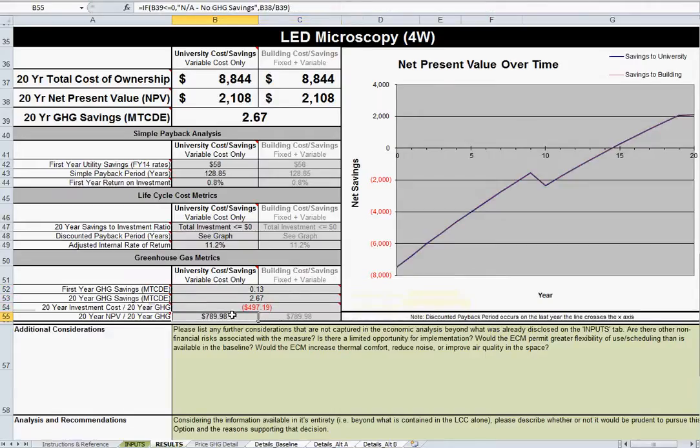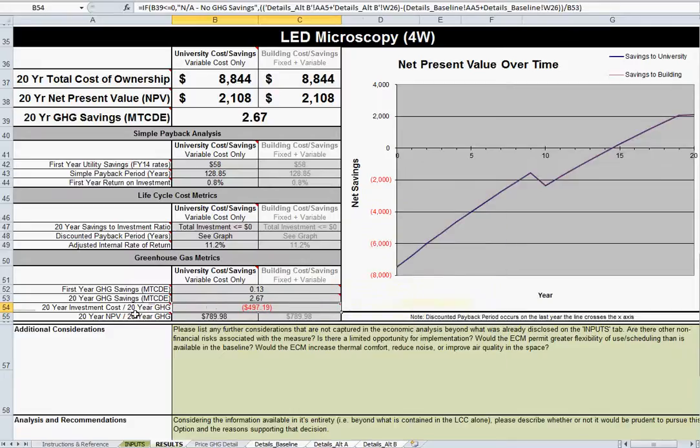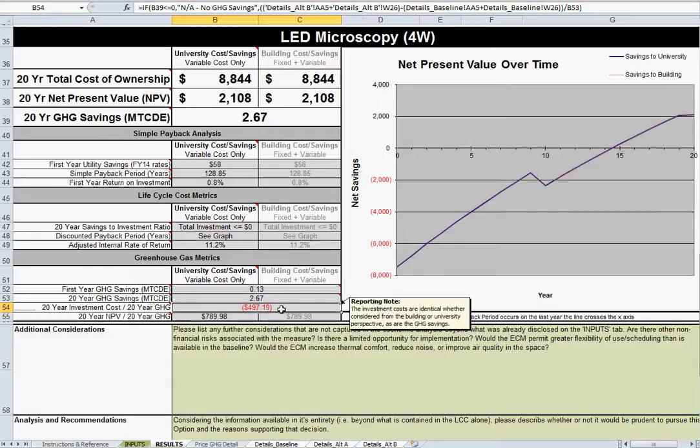But then I want to talk about some of these. These are some interesting metrics as well. How much does it cost us per greenhouse gas saved overall? This is looking at the 20-year investment cost divided by the 20-year GHG saved. In this instance, we actually have a negative investment cost. Remember, because of all those materials expenditures, we ended up with less money in our LED situation than we did in our initial situation. So we're actually spending $500 less per GHG saved in upfront capital costs and expenditures and investment costs.